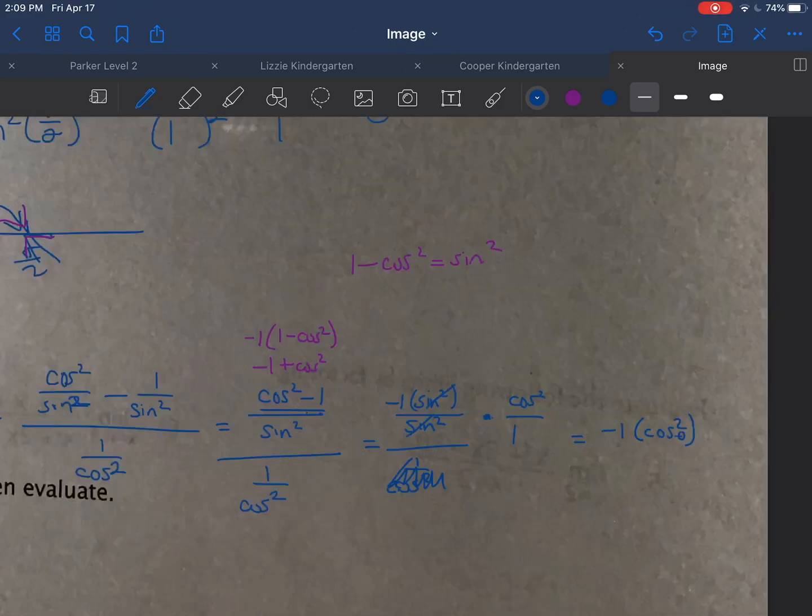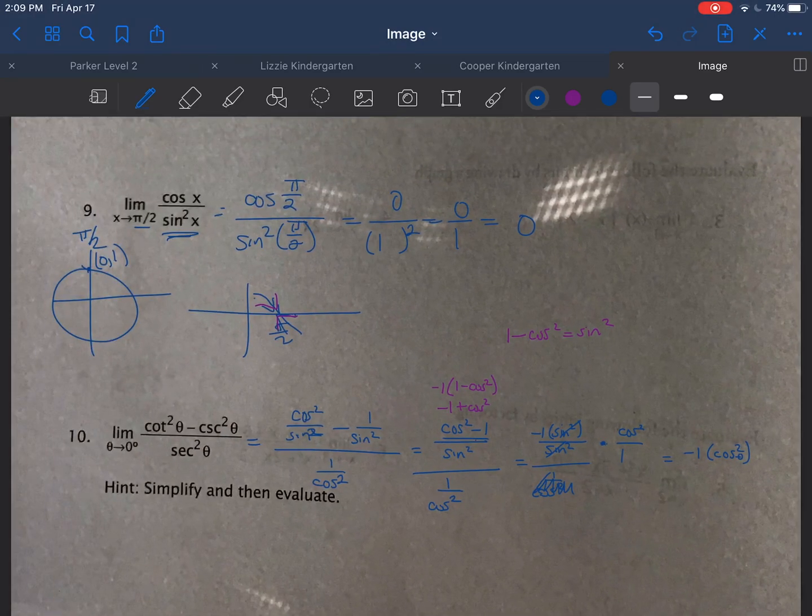We haven't even answered the question, but now we're simplified. Do you remember doing these? It was so fun. Now we've got it simplified. Negative 1 times cosine squared of theta. Our theta is 0 degrees.